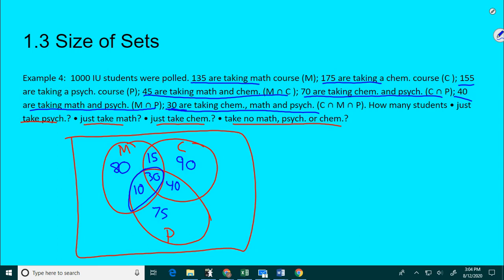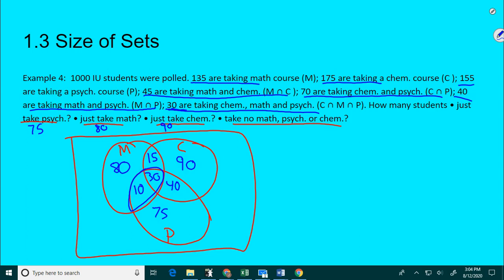So then we have most of our Venn diagram at least. If I want to know how many just take psych, that's the 75. How many just take math, the 80. Just take chemistry, 90. Now none of them, that's what's outside.